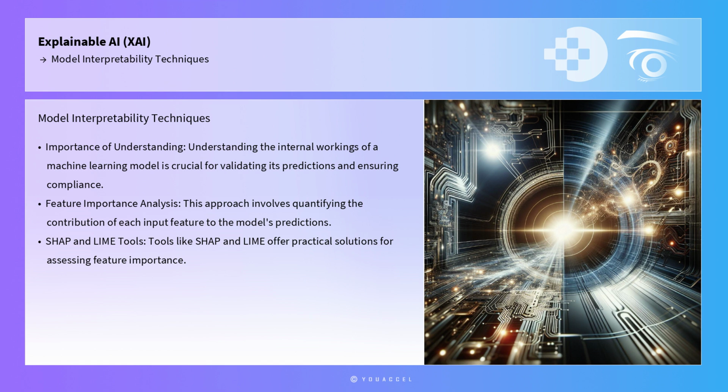This approach involves quantifying the contribution of each input feature to the model's predictions. Tools like SHAP and LIME offer practical solutions for assessing feature importance. SHAP values, grounded in cooperative game theory, provide a unified measure of feature impact by distributing the prediction difference between the actual output and a baseline among the features. LIME, on the other hand, approximates the model locally around the prediction of interest using simple interpretable models, thus shedding light on the reasoning behind individual predictions.